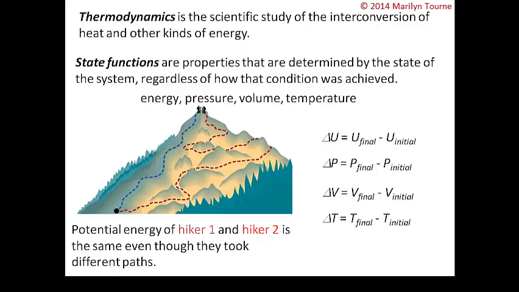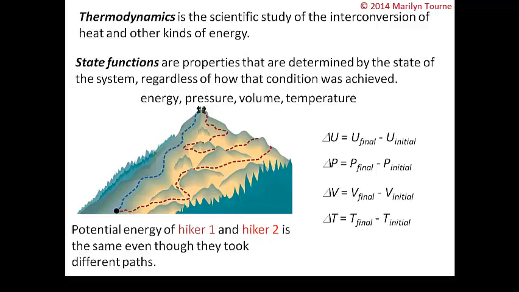What I mean by that is that when the state of a system changes, the magnitude of change in any of those functions depends only on the initial and the final state. I have an example here where I'm showing two hikers going up a mountain. Hiker number one, the blue path, takes a much shorter route, and hiker number two, the red route, takes a much longer path. But it doesn't matter because they start at the same place and they end up in the same place.